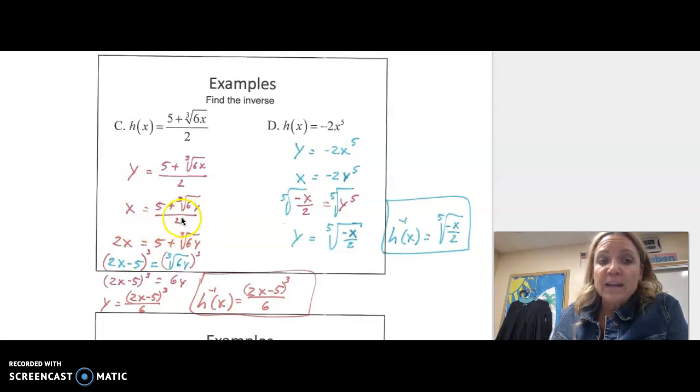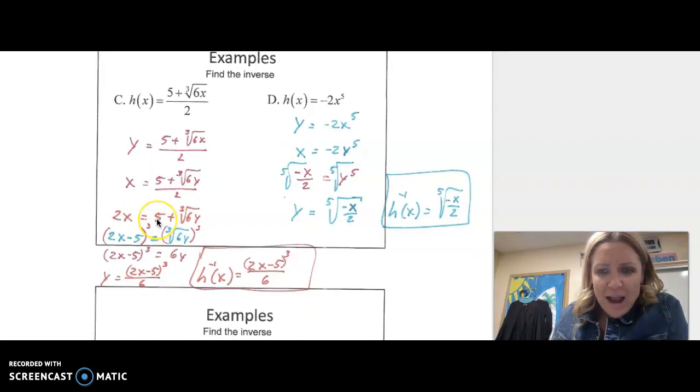So to undo dividing by 2, we're going to multiply both sides by 2. So the 2 comes over here and it cancels over here. Then we're going to subtract this 5. So we got minus 5 over here. Then the inverse operation of cube rooting is cubing. And then those two cancel each other out, leaving us with the 6y inside. And the inverse operation of multiplying by 6 is dividing by 6. And then the last step is to do the fancy notation. This says that the inverse of h of x is equal to 2x minus 5 cubed, all divided by 6.